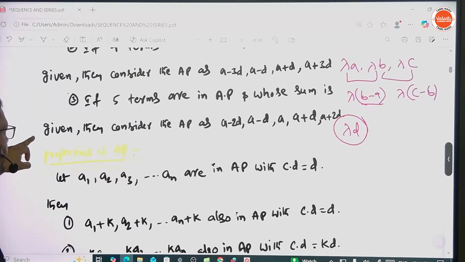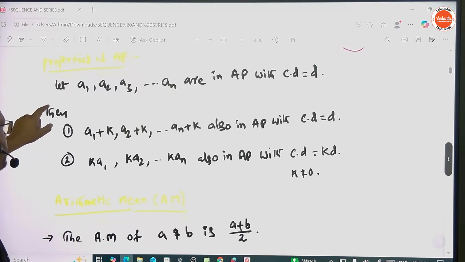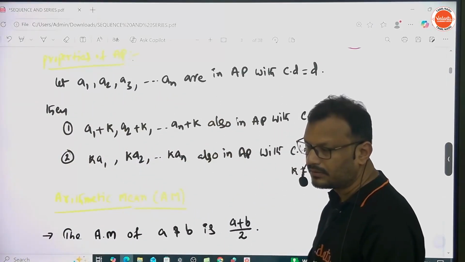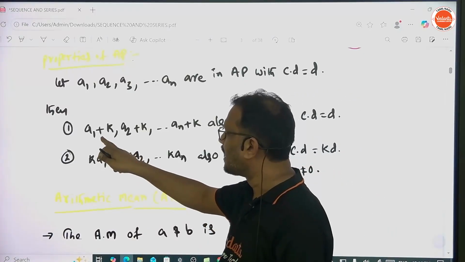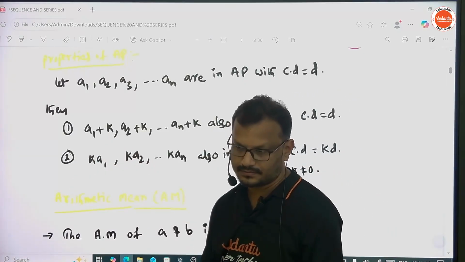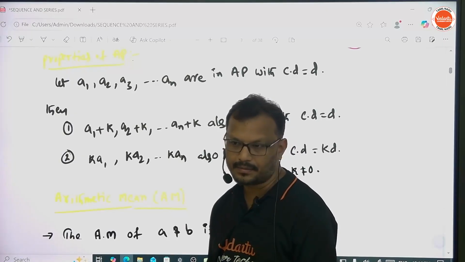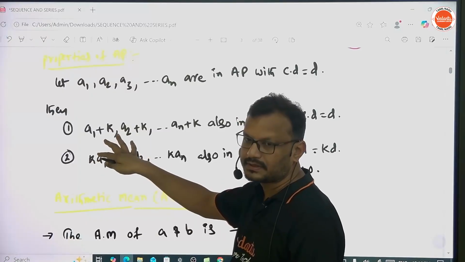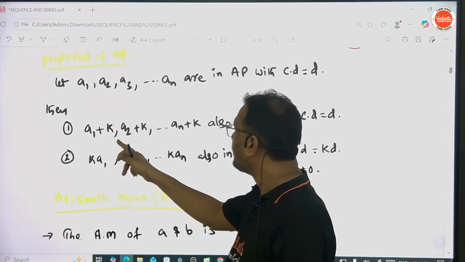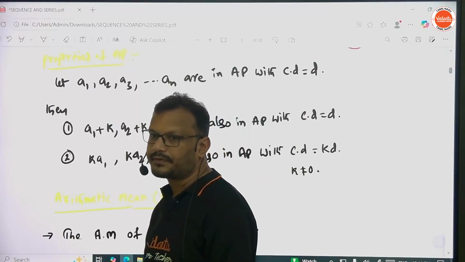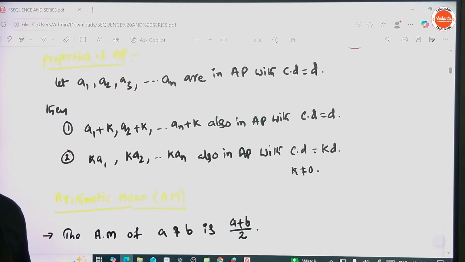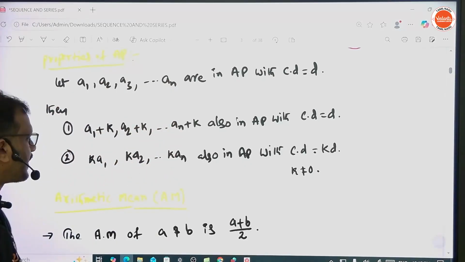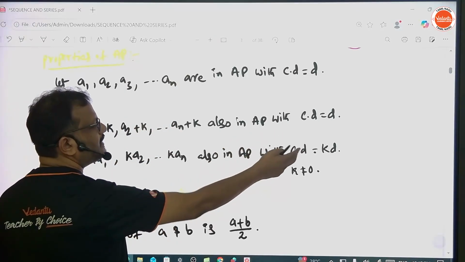For example, if you have n terms which are in AP with common difference D, just as I told now, and a constant K is added, K can be negative also. Whatever the K value is, K can be 0. If K is 0, then obviously it will be the same. If K is negative, it will be subtracted. If K is positive, it will be added. So if you add some constant value, there is no change in the common difference. But when you multiply, the common difference will change.